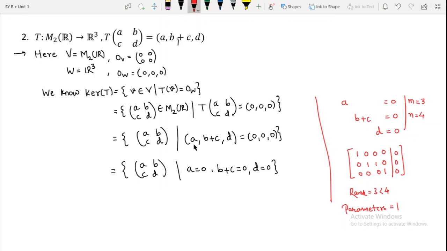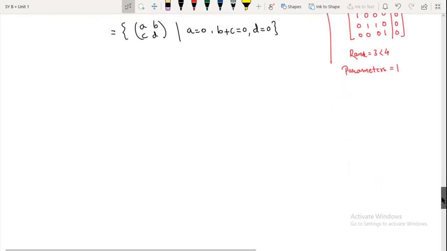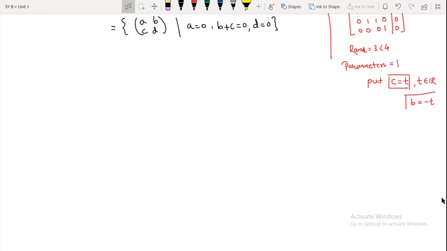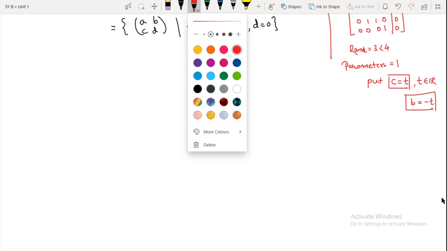But we cannot use a parameter for D, since the value of D is equal to 0. We cannot use a parameter for A also because its value is 0. So the parameter either should be used for B or C. So we will use the parameter for C. So once we use the parameter for C, what are we going to get here? So I will put C is equal to T. T belongs to what? R. So what will be our B? Our B will be what? Minus T. Right? So let us use it over here.